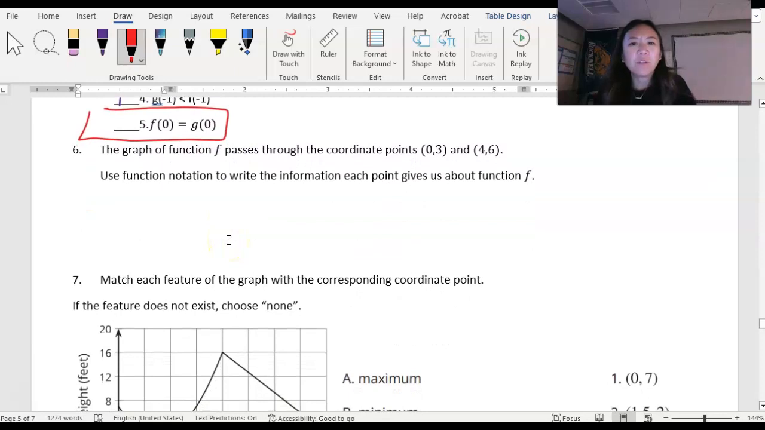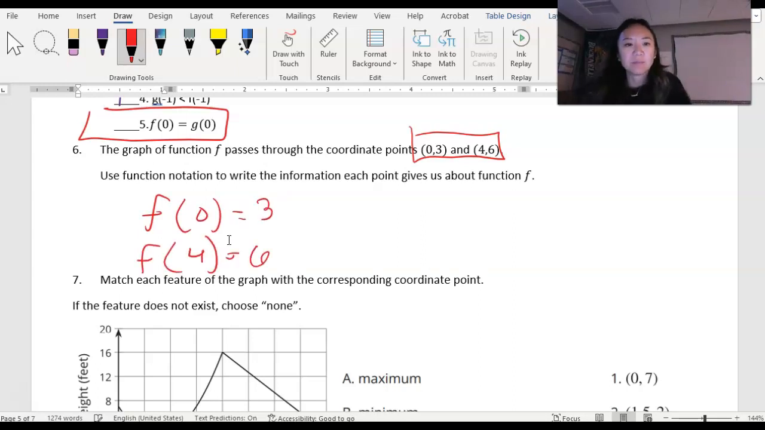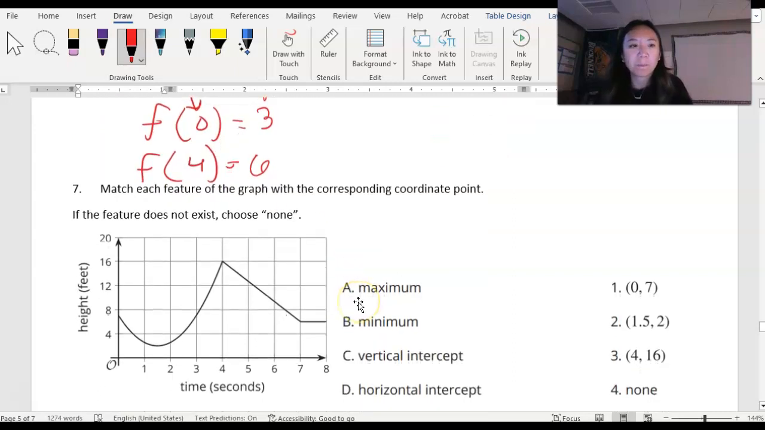Number 6, the graph of a function passes through these 2 points. Use function notation to write information each point gives us about the function f. So you can say f of 0 equals 3 and f of 4 equals 6, right? Using our function notation, that's when we have this letter outside the name of the function, outside of the parentheses. The input goes here, that's the x value. The output goes here, that's the y value.